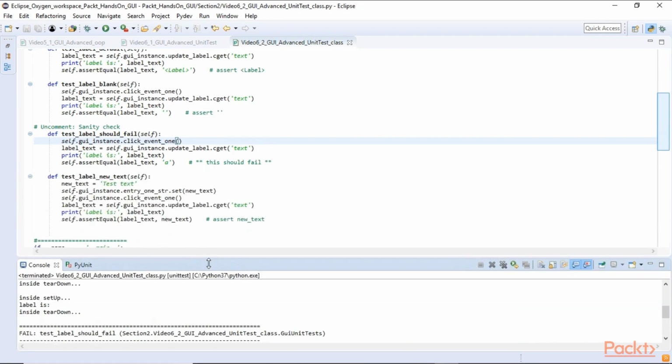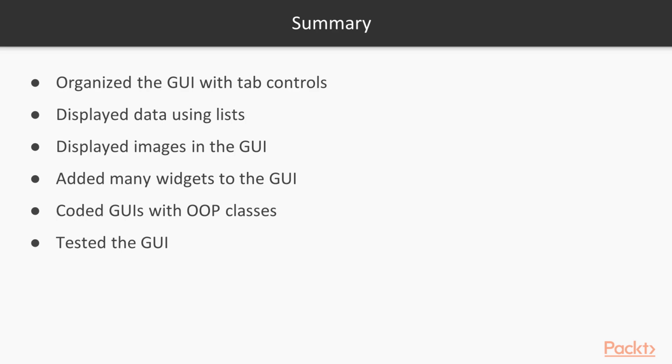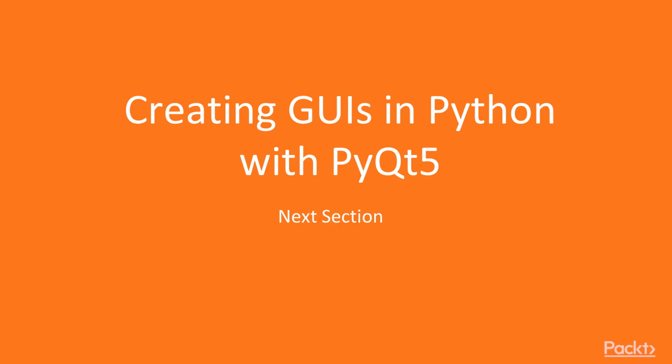In this video, we tested our GUI. In the entire section 2, we first organized our GUI using tab controls. We then displayed data using lists. We displayed images in the GUI. We added more widgets to the GUI. We changed over to coding GUIs with OOP classes, and just now we used the Python unit testing framework. And in the next section, we will be creating GUIs in Python with PyQt5 instead of tkinter. So that's a different GUI framework available for Python, PyQt5.